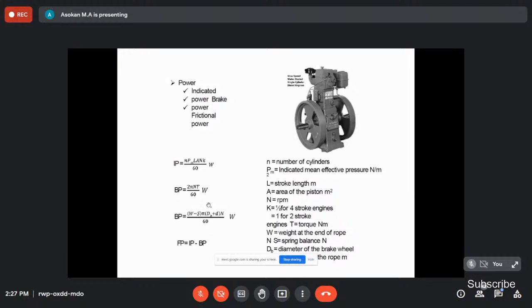dB is the diameter of the brake drum. Small d is the diameter of the rope. D is the effective brake diameter. Okay. So what is the frictional power?